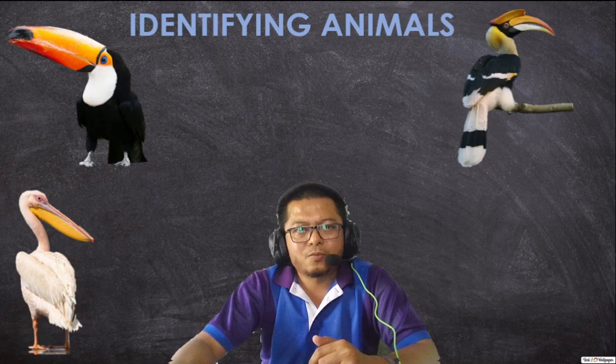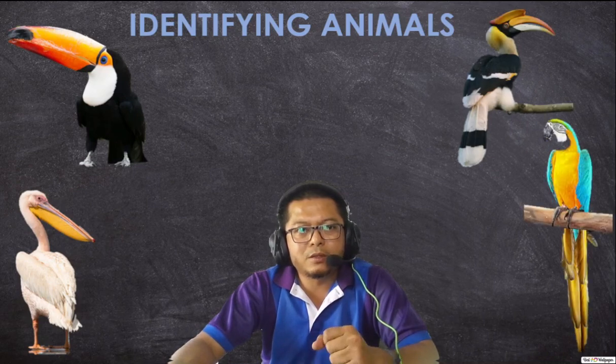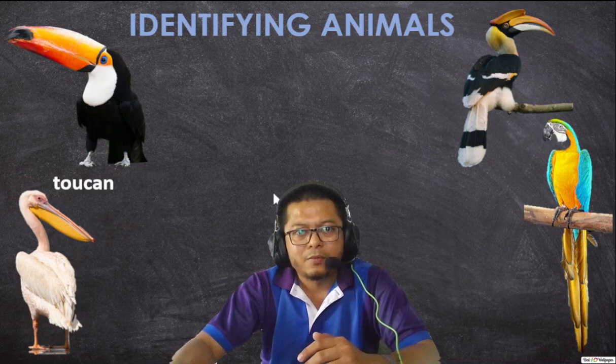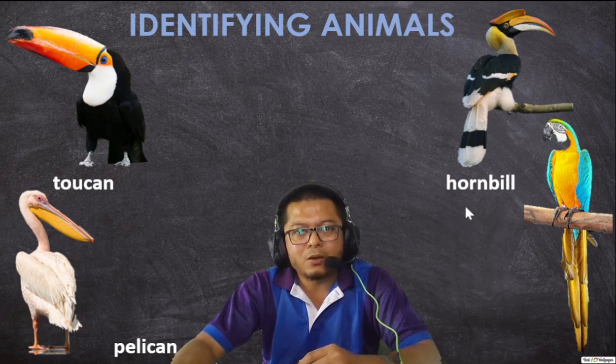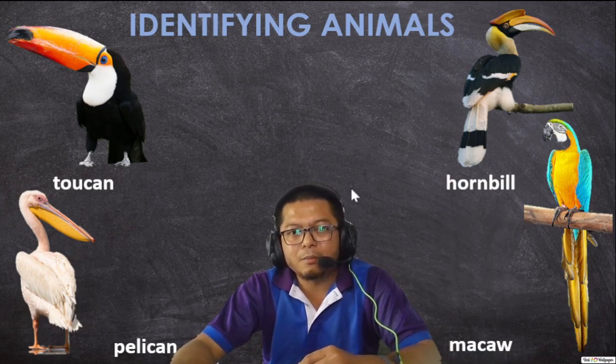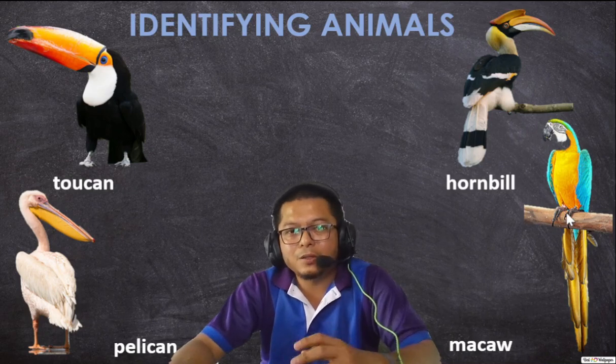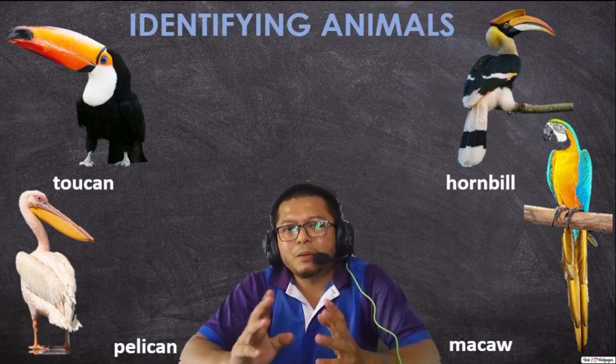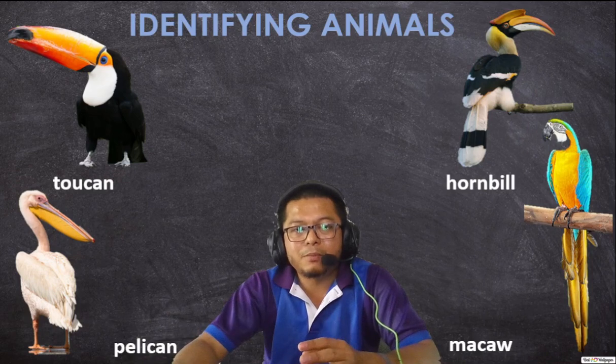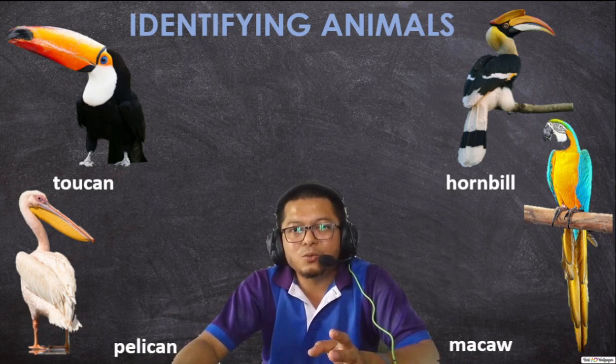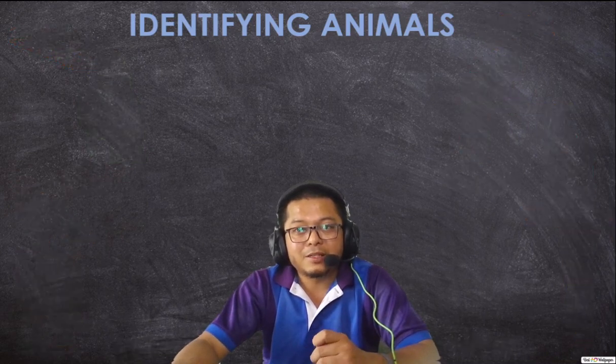Now next, there are four types of birds. It looks like birds, yes, with wings. I think they can fly. There's the toucan, a pelican, a hornbill, and a macaw. It looks like a parrot. Maybe it's a family of parrot, but the specific name for this one is macaw. Macaw, I think the spelling, macaw. Yeah. Next animal.